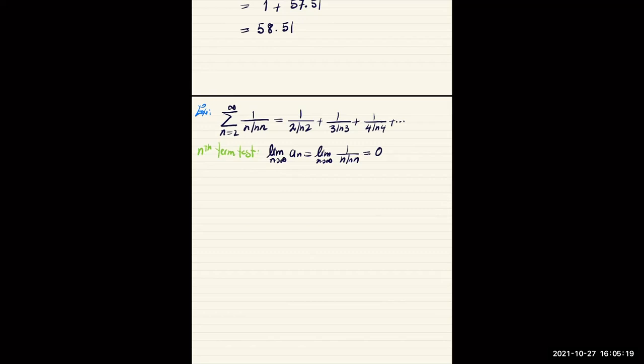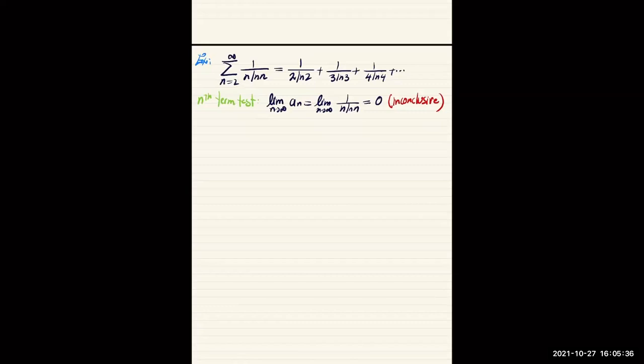So we have to do a different test. It would have been conclusive if we got anything but 0, but that didn't happen. So the next test that we know of is the integral test. And of course, you would try and see if the series is geometric or telescoping, then you could treat them that way, but this has got nothing to do with a geometric series.